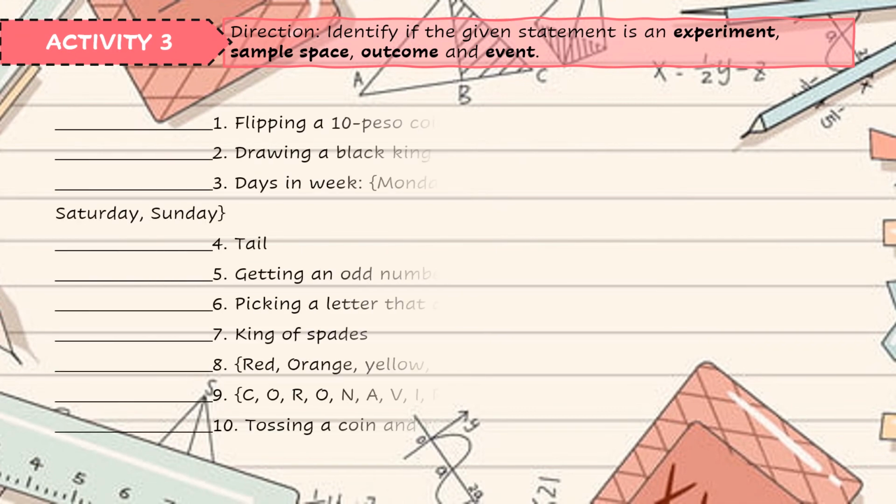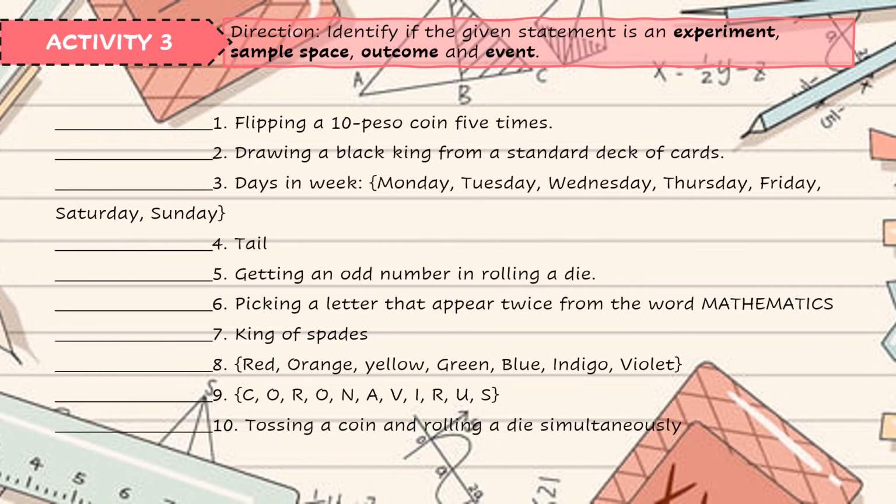Another activity. Identify if the given statement is an experiment, sample space, outcome, and event. You may play and pause this video once you are done answering. For number 1, flipping a 10 peso coin 5 times. So this is an experiment. So dito manggagaling ang ating trial.